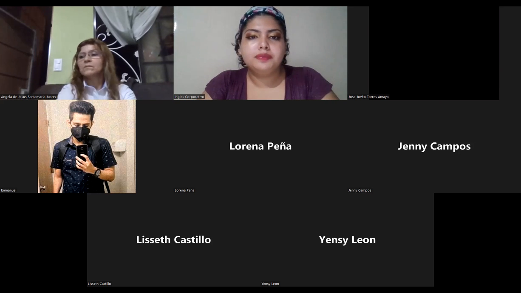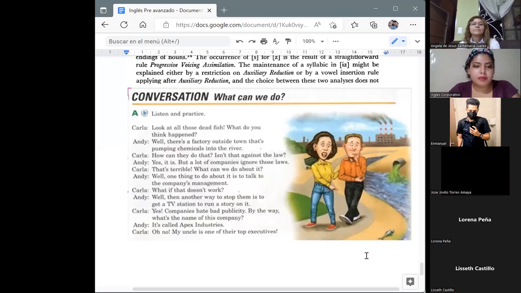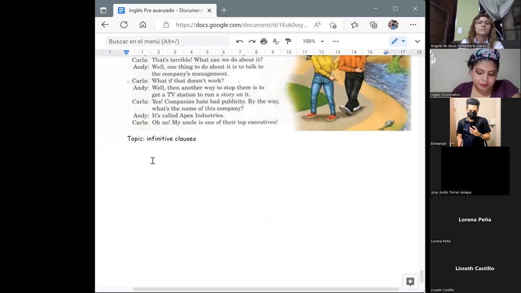I'm going to share the screen again. And so, we are going to divide this topic into infinitive clauses. That is the first part. So in this case, what is an infinitive clause? That is the first thing that we need to know. What is an infinitive clause? It says that it is a group of words that contain an infinitive, to plus base form of the verb, as its main verb form.